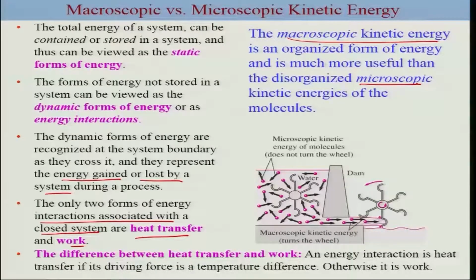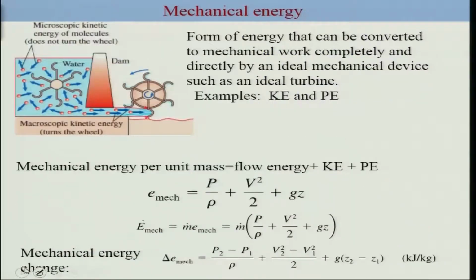microscopic kinetic energy. For example, you put water behind a dam, and this is a turbine wheel. If the water doesn't flow, the turbine wheel will not rotate, even though the molecules do move a lot. On the other hand, if it flows, the energy can be generated. So essentially, it tells you that macroscopic kinetic energy is more useful than disordered microscopic kinetic energy.